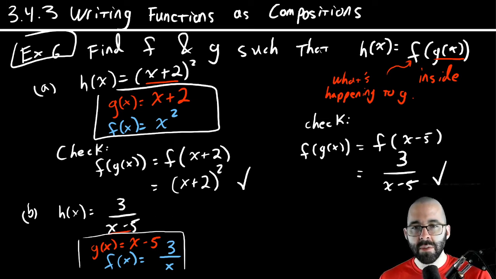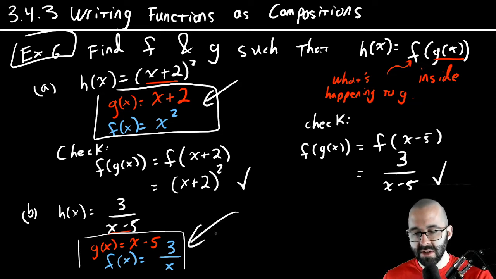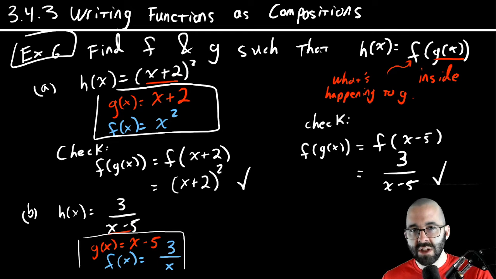So again, look back to the problem instructions. Find f and g. Okay, we're finding an f and a g. Find f and g such that this new function, h, is the composition of these functions that we're making up. h is a composition of these two. Let's do 2 more example problems, and then we're going to be done.